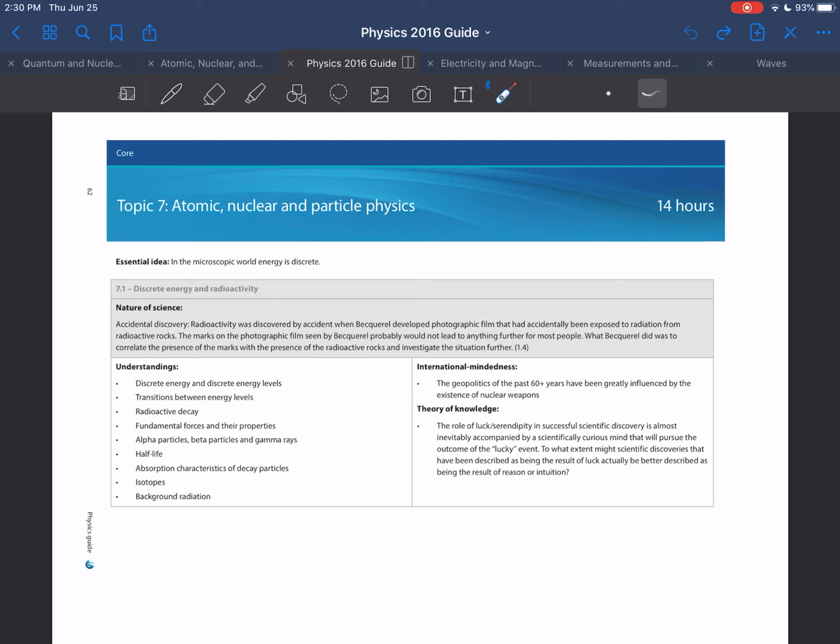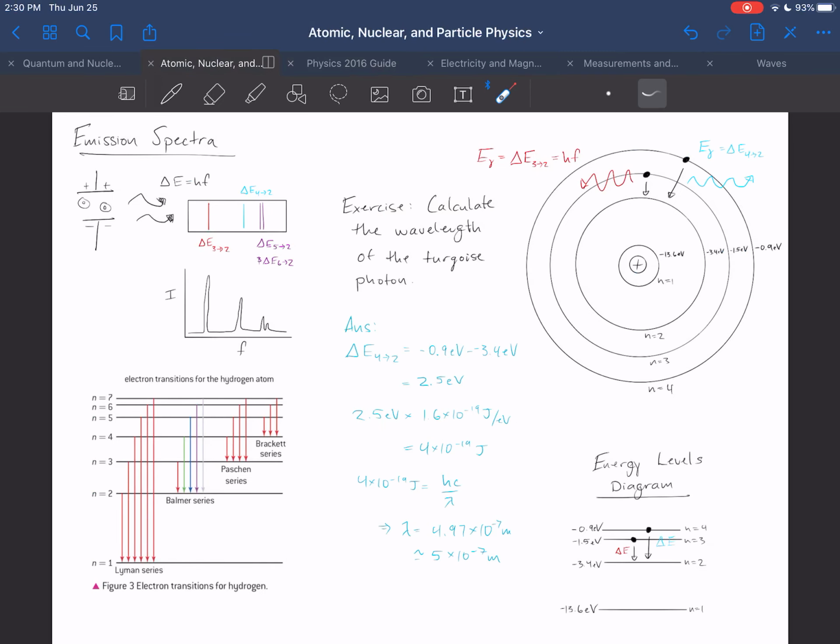Hello everyone. In this video we will continue to examine topic 7.1, discrete energy and radioactivity, and in particular we will continue discussing emission spectra and transitions between energy levels. We sort of began to discuss this idea of emission spectra last time. We discussed how the quantum model of the atom explains what is going on with the production of emission spectra and therefore provides evidence for emission spectra.